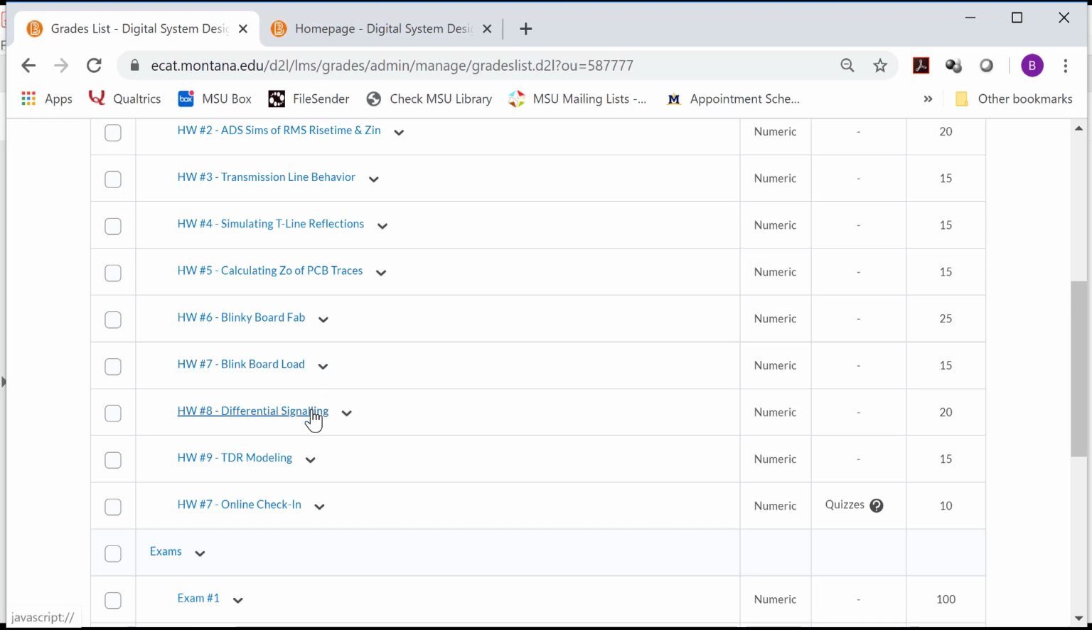Then we moved back into some traditional lecture and written-out homework, and we looked at differential signaling, where you have two signals and there's coupling between them.